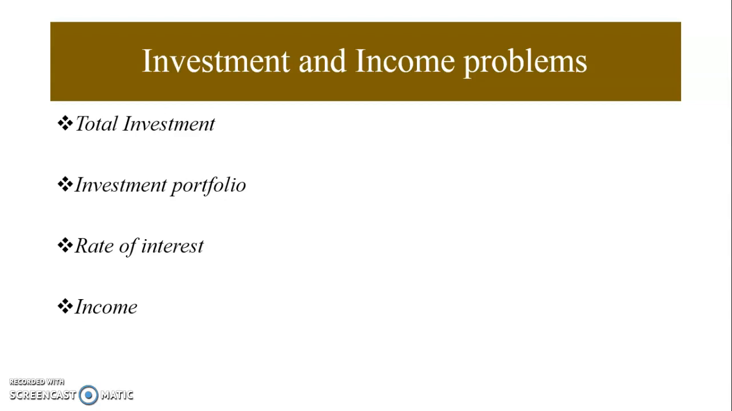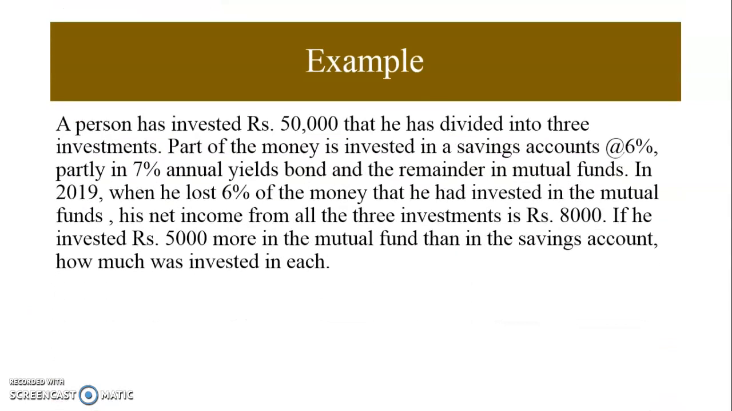So whenever you receive a problem in which there is an investment along with income, always bifurcate your problem into these four parts. That is the total investment that a person is going to invest; the investment portfolio, that is the number or type of investments in which he is going to invest; the rate of interest, which is the interest he will receive after making an investment in all the different types of investments; and the income, which means the total profit earned by him after making the investments. So let's understand this example.